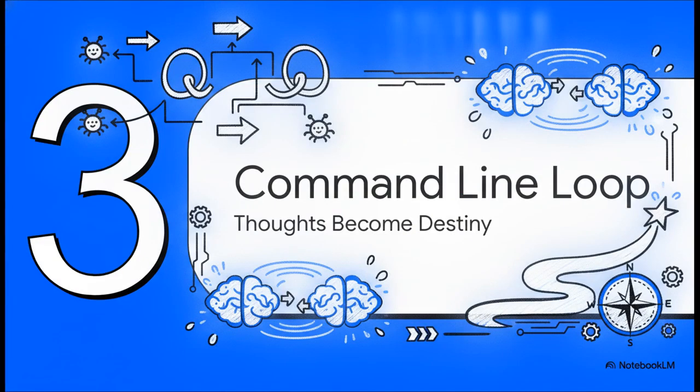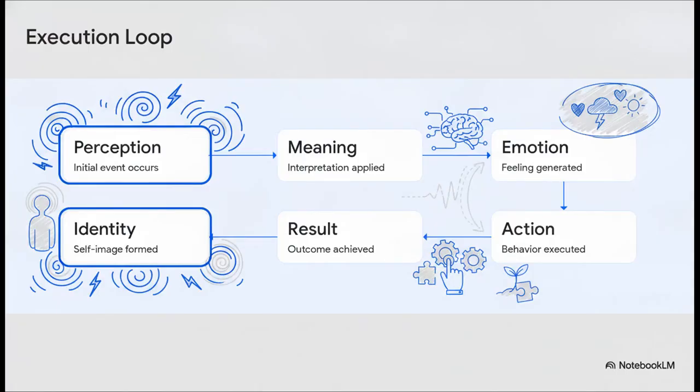All right, section 3, the command line loop, how thoughts become destiny. So, how does this actually play out in real life? Well, every single human operates on a very mechanical, chronological loop when processing reality. It starts with perception. Something happens out there in the world. Then, we immediately attach a meaning to it. That meaning automatically generates an emotion. That emotion drives an action.